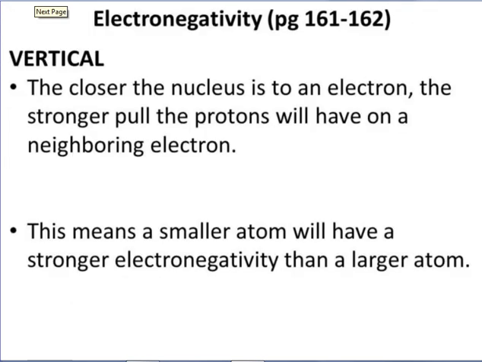Okay, so the vertical trend. This makes sense. The closer the nucleus is to the electron, the stronger pull it's going to have. We'll show it to you, but essentially, if I've got a positive here and a negative here, and a positive here and a negative here, this one here is going to pull on that negative a little bit stronger. If you need an example, think about magnets. The closer you hold magnets to each other, the stronger the pull is between them. If I separate them really far, it's not going to have a very strong pull. So what this means is a smaller atom is going to have a stronger pull, because that neighboring electron can get closer to a smaller atom.